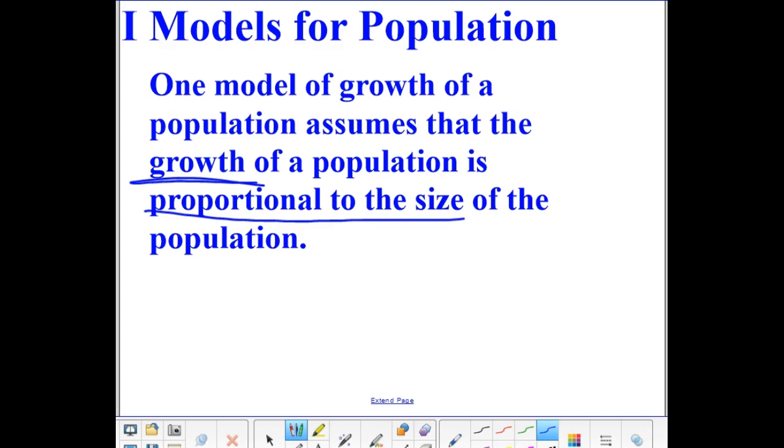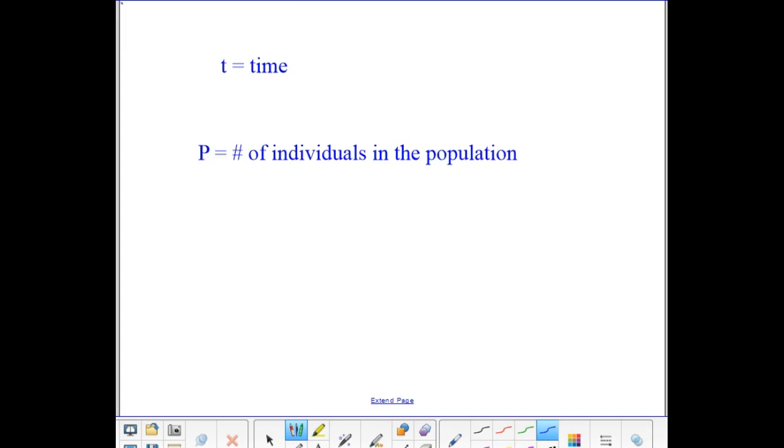Which is a very different kind of growth. Even though it's still kind of the same, the larger the population, the more growth you have, right? That's what that's getting at. All right, tuck that in the back of your head.